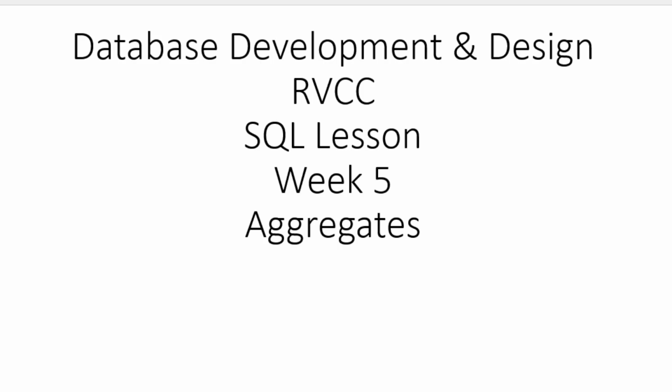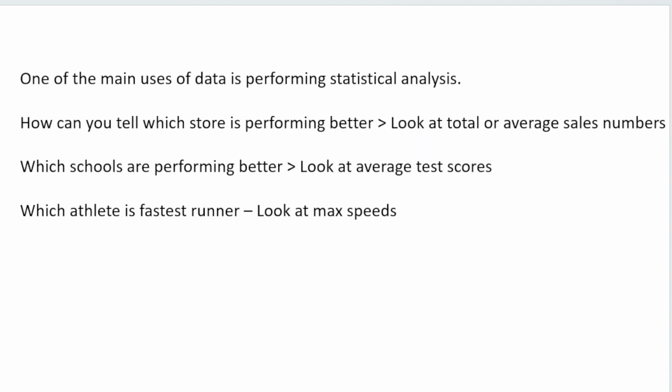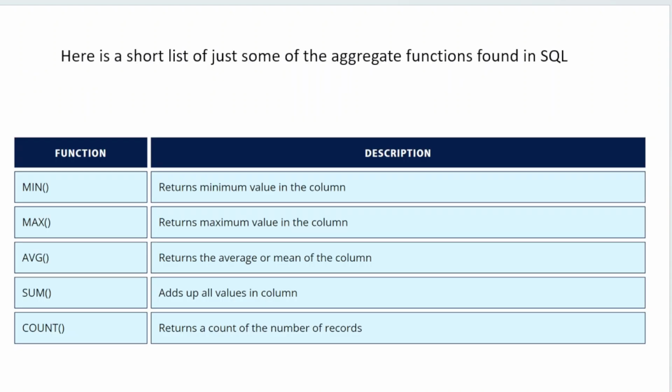Aggregates are one of the main purposes of a database. When you're looking at data, you don't want to just read the data. You want to do some analysis on it. So you look at things like how can you tell which store is performing better? You look at the total or average sales numbers. We look at which schools are performing better. We look at average test scores, which athlete is the fastest runner. We look at things like max speed. And we can do this using functions found in SQL.